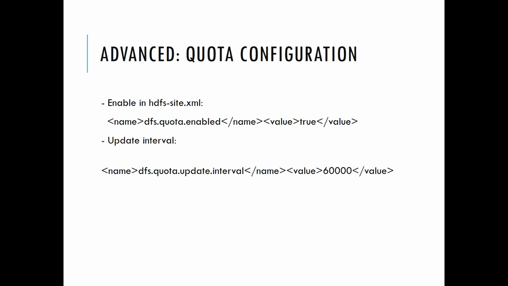Advanced users can enable and tune quota settings in the hdfs-site.xml configuration file. To enable quota enforcement, add the following property: dfs.quota.enabled true. To define how frequently quota usage is updated, set this property: dfs.quota.update.interval 60000. This example sets the update interval to 60,000 milliseconds, or 60 seconds. Configuring these values correctly ensures quota data is accurate and timely.